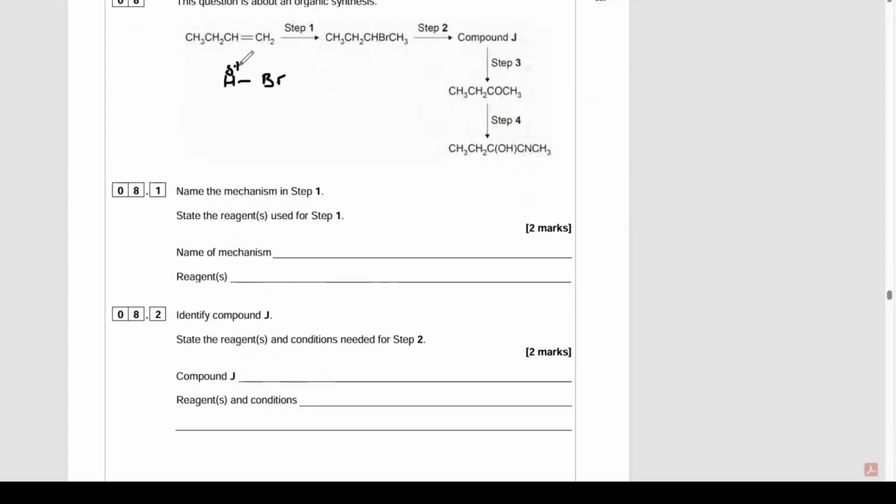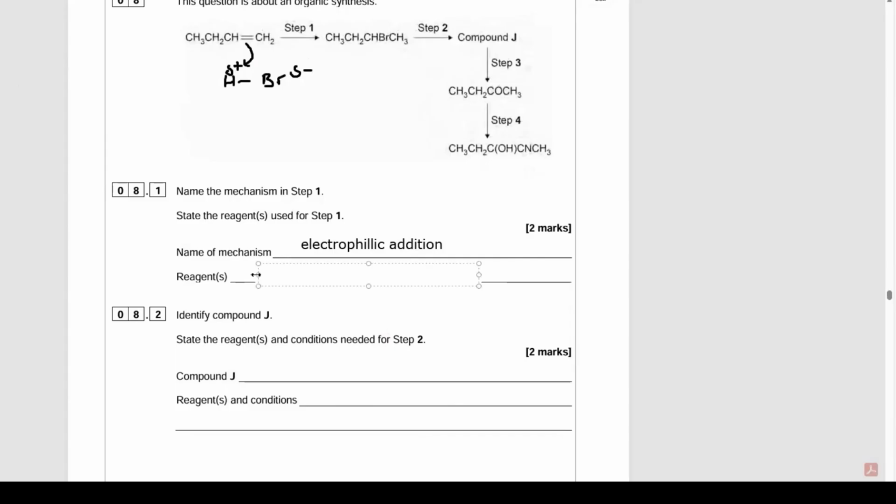Okay, let's work out this first one. What kind of mechanism is this? Well, if we look, we can see that hydrogen and bromine have been added on after step 1. So the electron-rich bond is going to be attacked there. And if you have a look, you can see that a bromine atom and a hydrogen atom have been added on. So this is going to be electrophilic addition because we're adding atoms on.